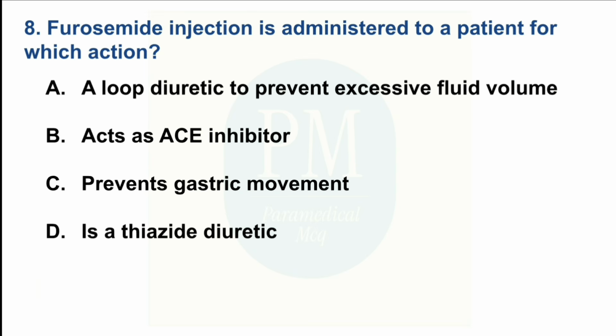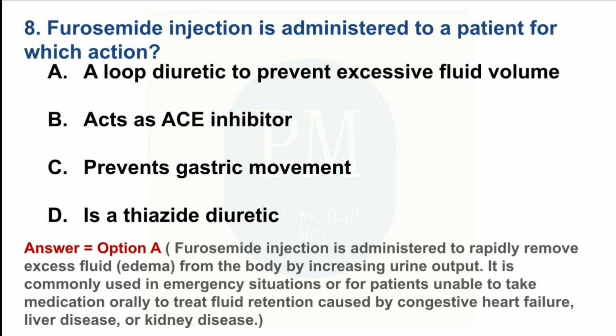Furosemide injection is administered to a patient for which action? Option A, loop diuretic to prevent excessive fluid volume. Option B, acts as ACE inhibitor. Option C, prevents gastric movement. Option D, is a thiazide diuretic. The correct option is option A, loop diuretic to prevent excessive fluid volume.